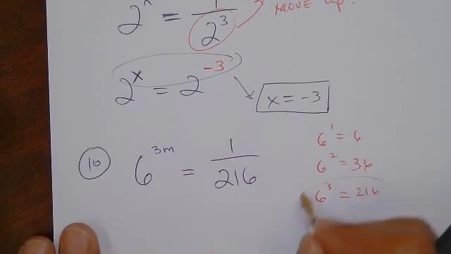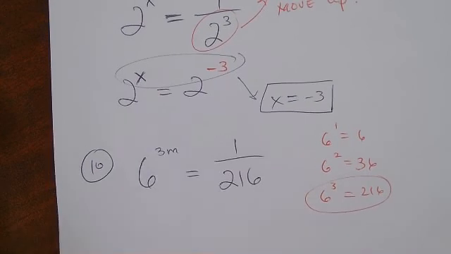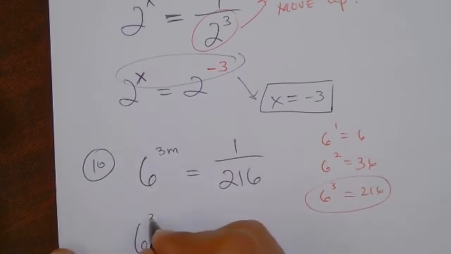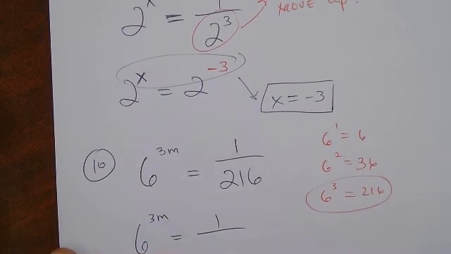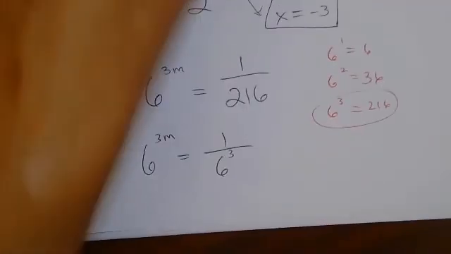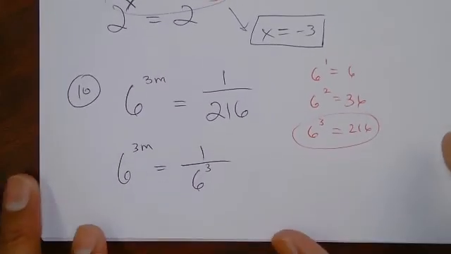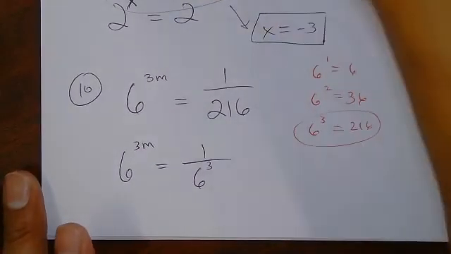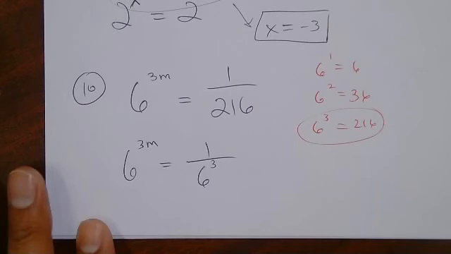6 to the power of 1 is 6. 6 to the power of 2 is 36. What's 6 to the power of 3? Well, guess what? It happens to be 216. You guys agree with that? Yeah. So really I'm going to write 6 to the power of 3m is equal to 1 over 6 to the power of what? 3? Yeah.